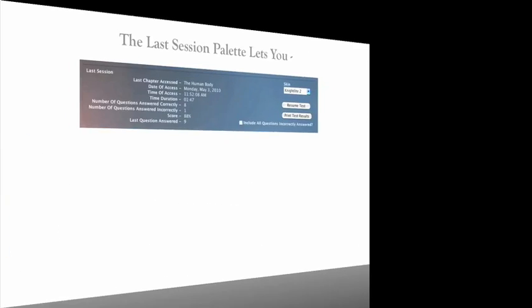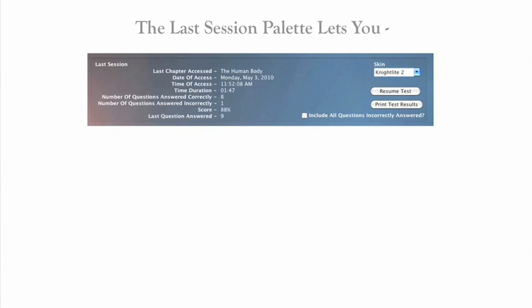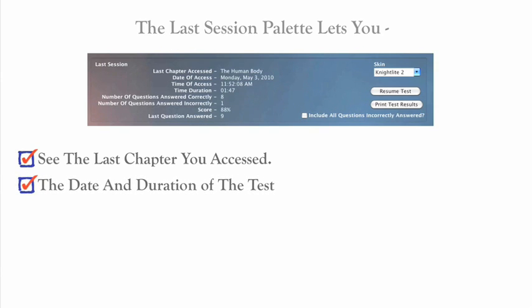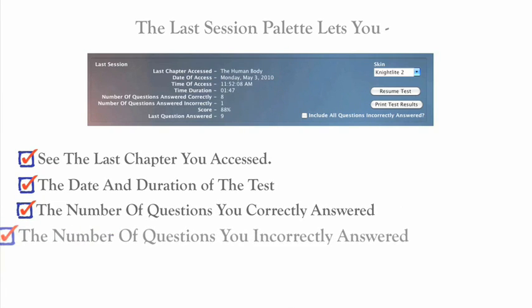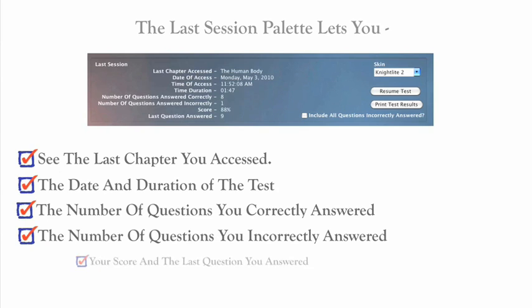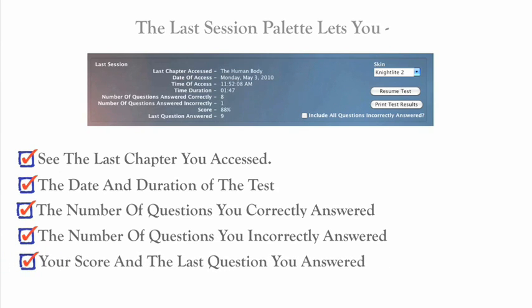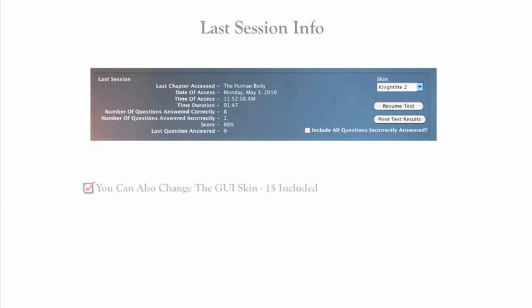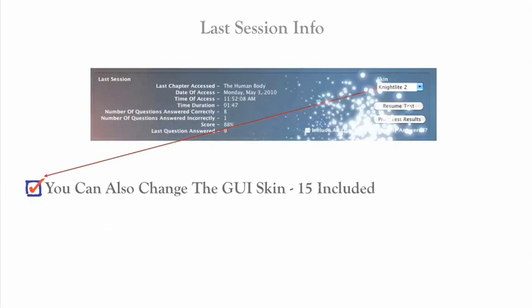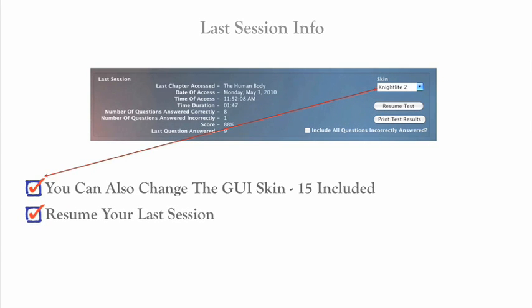On the top center of the table of contents window is the last session palette. The last session palette lets you see the last chapter you accessed, displays the date and duration of the test, the number of questions you correctly answered, the number of questions you incorrectly answered, your score, and the last question you answered. You can also change the overall look of the software by changing the skin. We include 15 different skins. From this section, you can resume your last session and print out the test results from your last session.